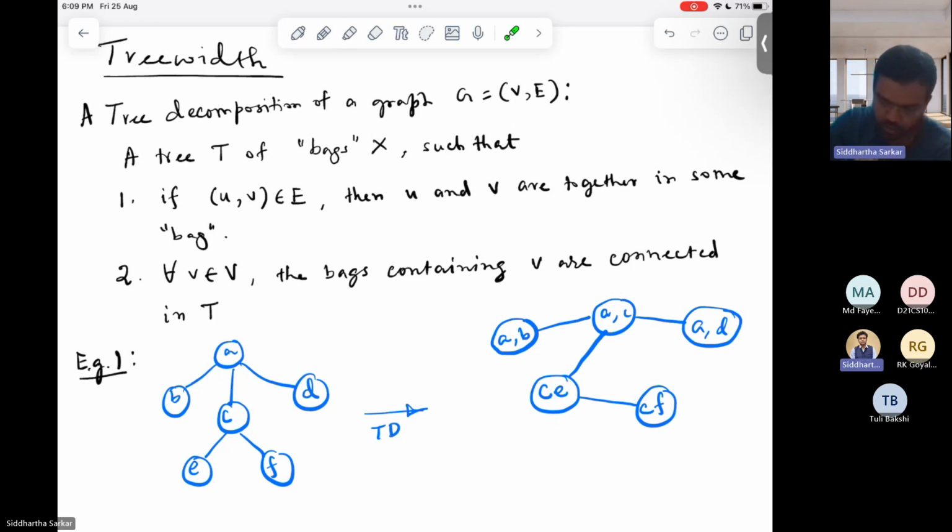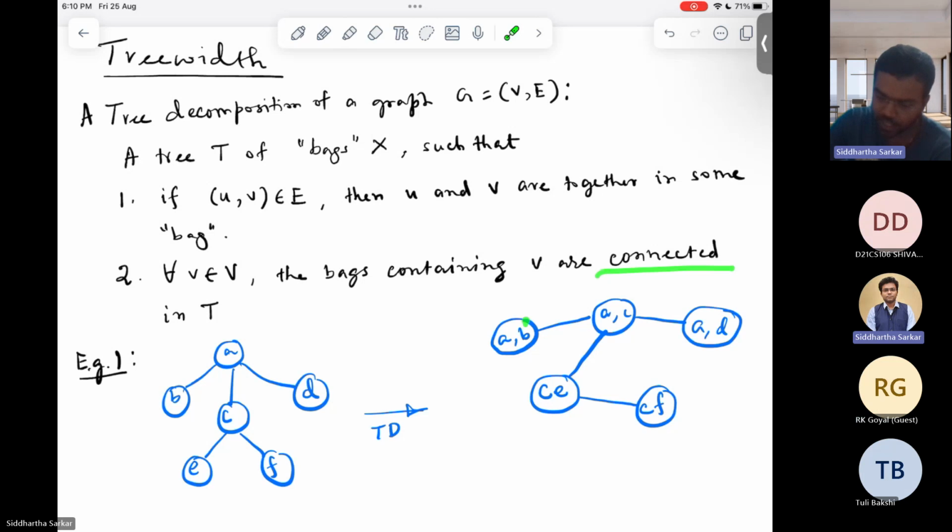Here the word connected means that there is a path between every bag containing a vertex. For example, A is in this bag, A is in this bag. So there is a path connecting these two bags, and on that path, each bag contains A. This is not a formal definition. The formal definition was in the video. So for the purposes of our discussion, I have made it slightly simpler.